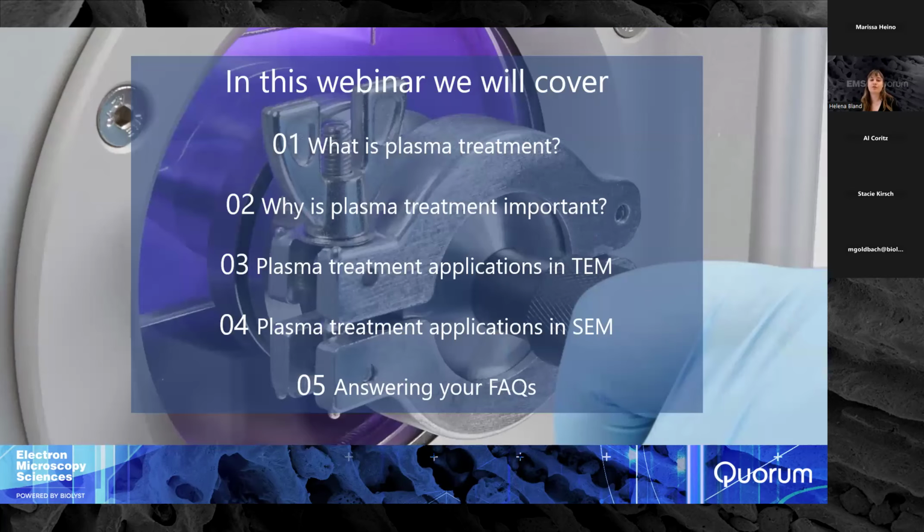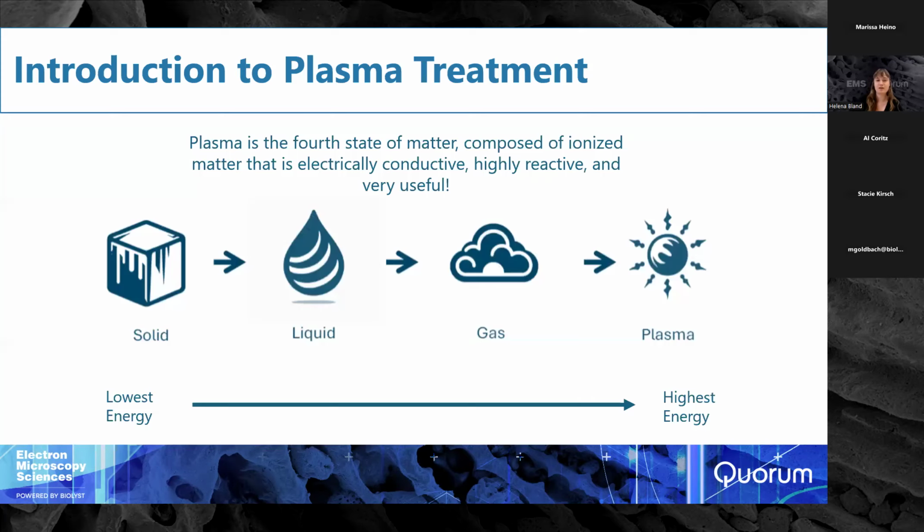This is just a brief overview of what we're going to be covering in the webinar today. I always like to start off by talking about the principles behind the technique in the first place. So we'll start off with what is plasma treatment and why it's so important in electron microscopy applications. Then we'll move on to some specific applications in both transmission electron microscopy as well as scanning electron microscopy. Finally, we're going to finish off by talking about some of the frequently asked questions that we get at Quorum and also at EMS, and then opening up the floor to questions from our attendees.